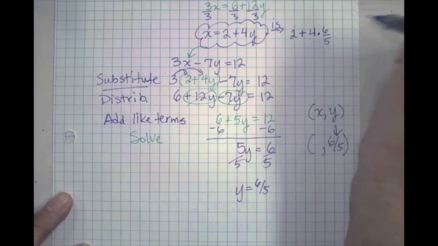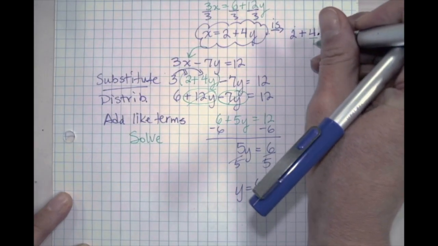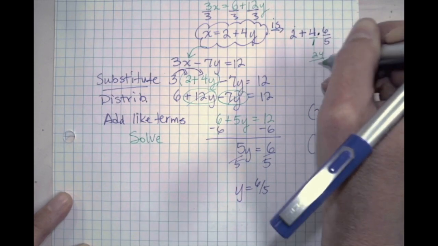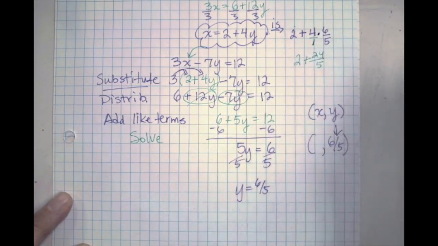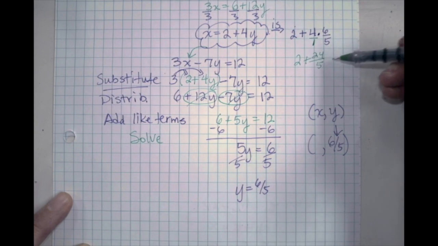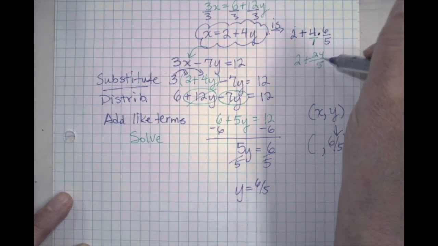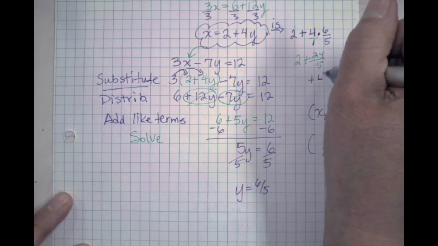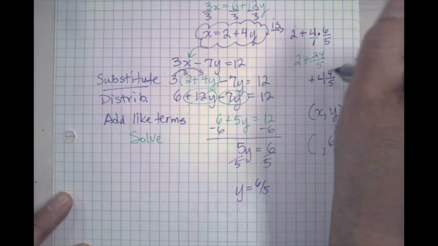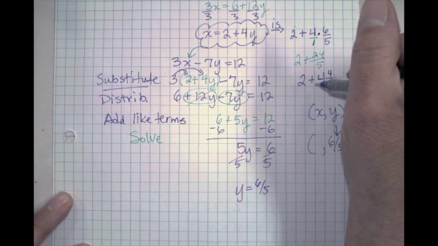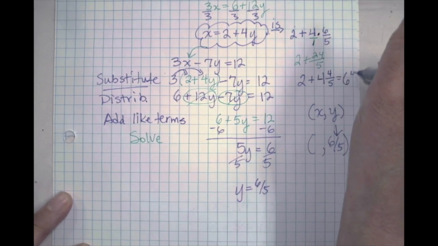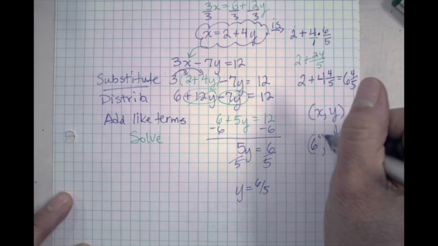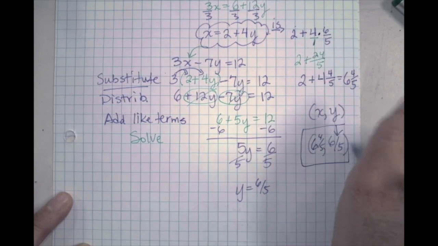6 over 5. Now remember, 4 is really 4 over 1, and when you're multiplying, you just multiply across. So 6 times 4 is 24, and 1 times 5 is 5. So now I have 2 plus 24 over 5. 24 over 5 is really 24 divided by 5, and when you divide that out, 24 divided by 5 happens to be 4 with a remainder of 4. So you put your remainder up there in the numerator. And then 2 plus 4 is 6. So your answer is 6 4/5. That is your x, 6 4/5. That's your solution right there.